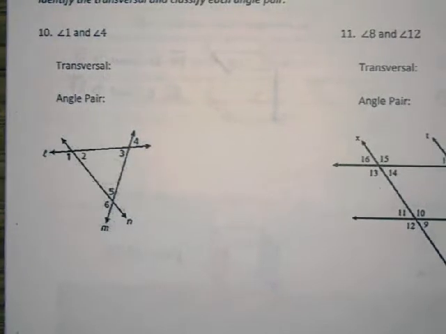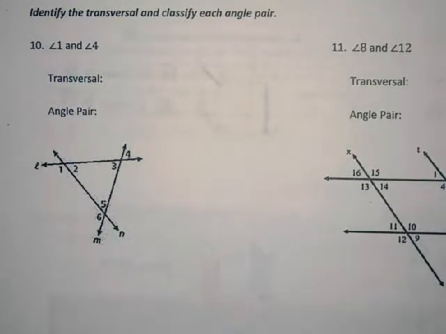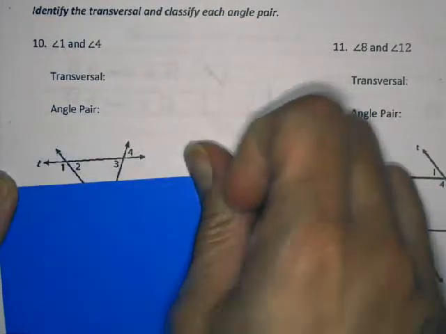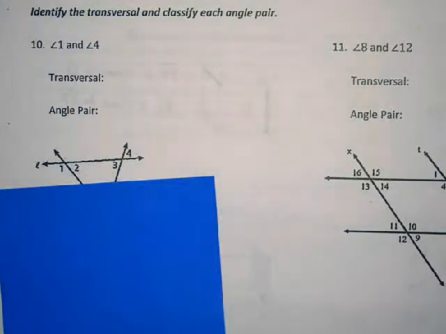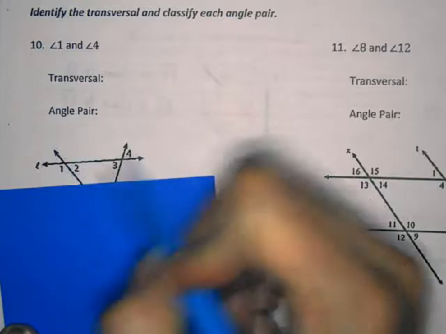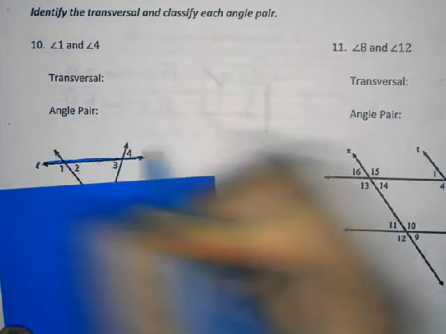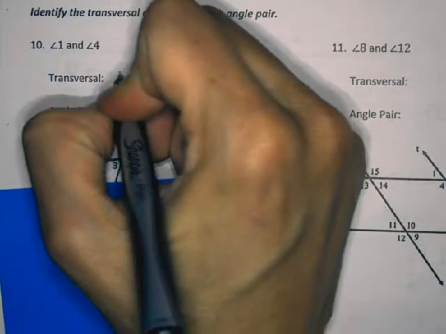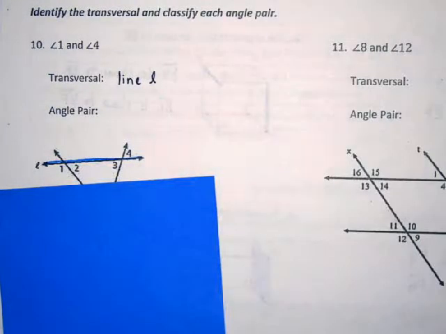So here's how I approach these problems. We know we have to identify first the transversal, and then we can identify which kind of angle pair we have. So in number 10, it asks us to look at angle 1 and angle 4. So the first thing I do is I cover up any part of the diagram that doesn't have to do with those angles. So if I'm looking just at angle 1 and angle 4, I can cover up this part of the diagram. And then it's clear to see that here are my 2 lines, and that line L here is my transversal because it intersects those 2 lines. So for my transversal, I'm going to put line L.